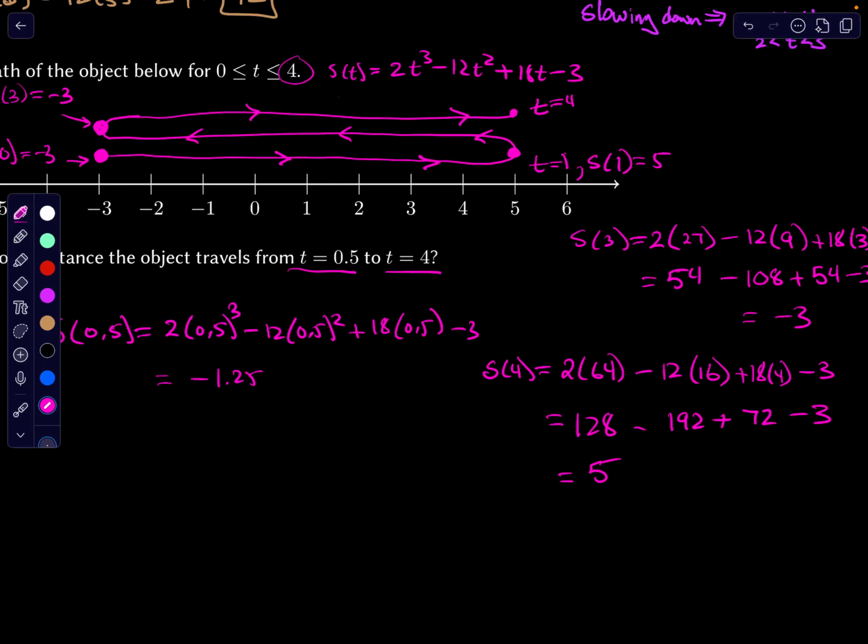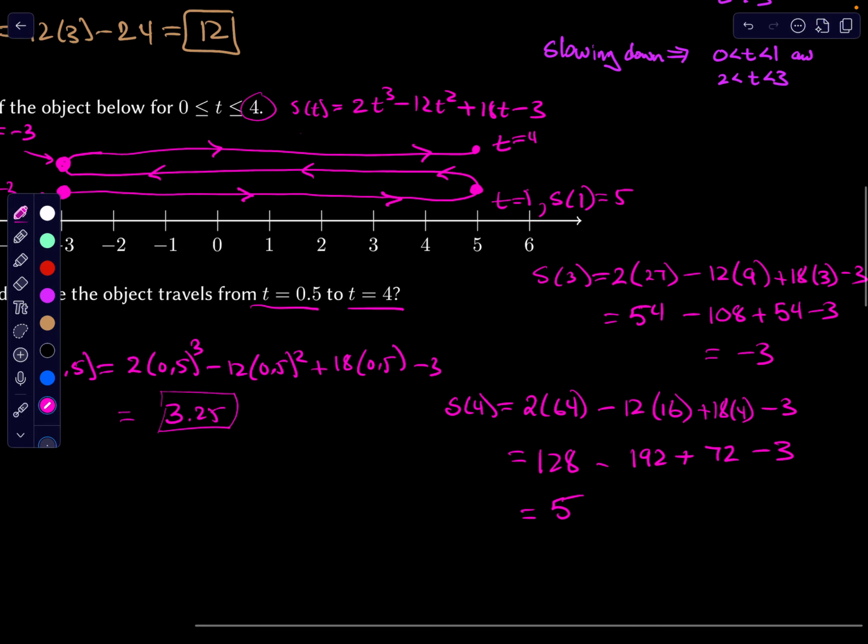That doesn't look right. Let me do it again on my calculator. It doesn't look right. Okay, so 2 times 0.5 cubed minus 12 times 0.5 squared plus 18 times 0.5 minus 3. 3.25, yeah, I didn't think it looked right. I just did this on my calculator, which I know you can't use on a test, but don't worry, I'm not going to do something like this on a test.